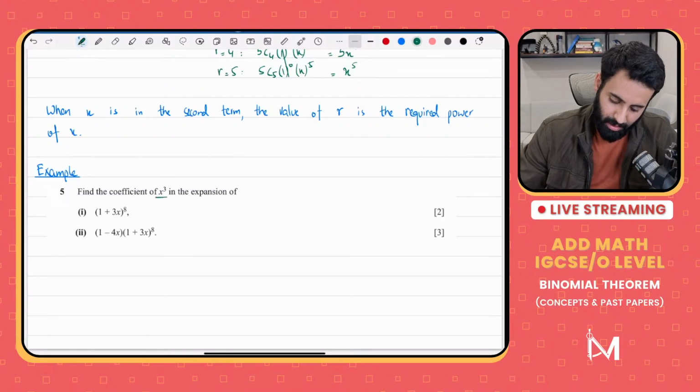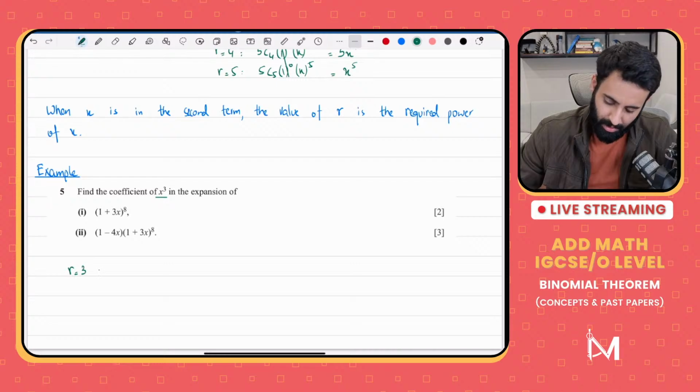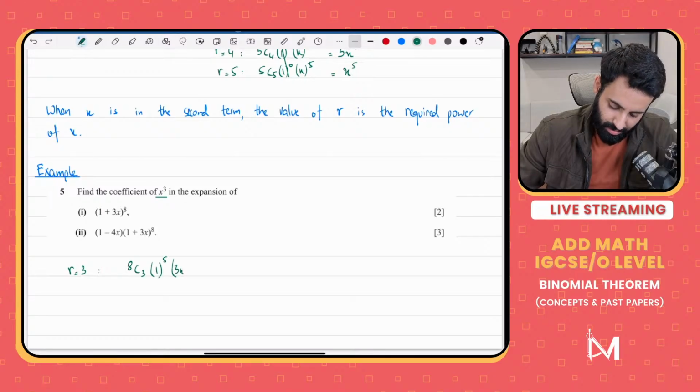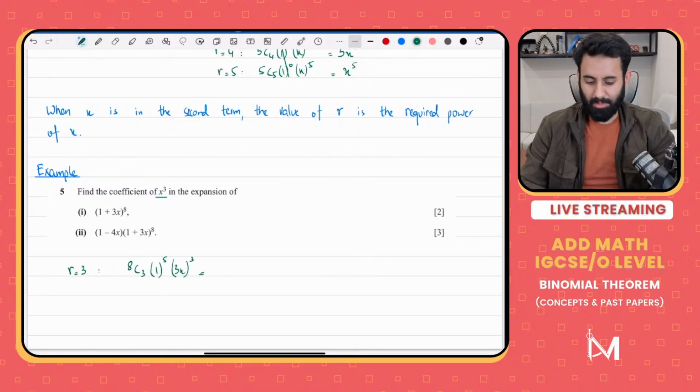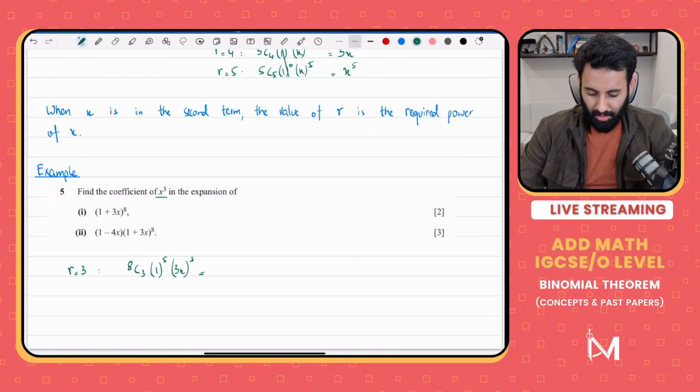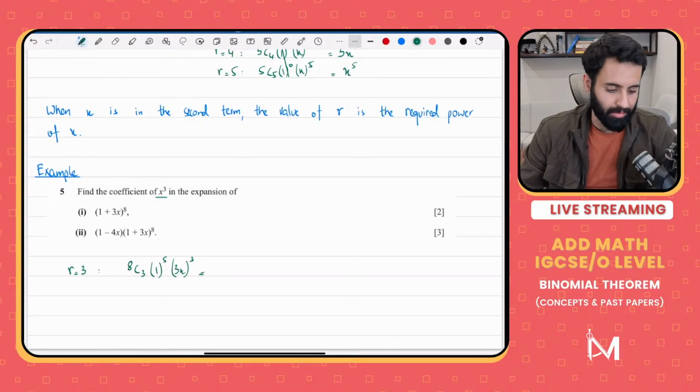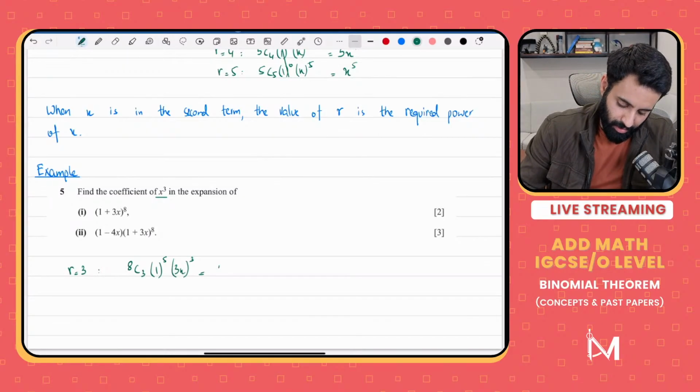Now what do we want? We want the coefficient of x cube. That means r will be equal to 3. And in the formula, we're just going to replace r with 3. So 8c3, 1 raised to the power 8 minus 3, which is 5, 3x raised to the power of 3. Let's work this out. 8c3 into 3 raised to the power of 3, that's equal to 1512 x cube. And remember, we just want the coefficient of x cube. That means the answer will simply be 1512.